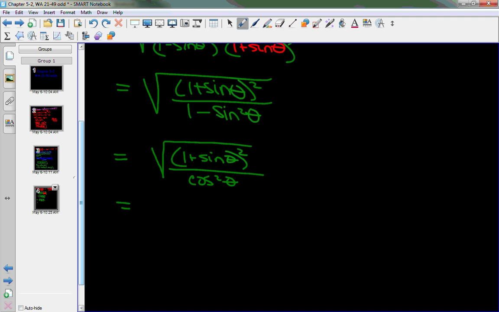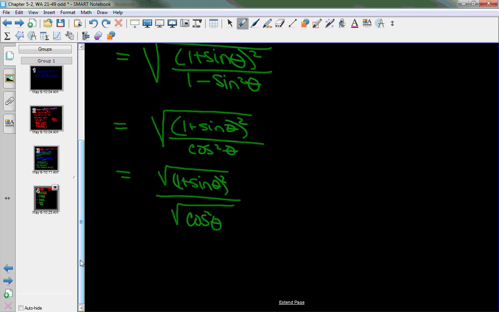Now, separate these. Take the square root of the top, take the square root of the bottom. What happens if you take the square root of 1 plus sine of theta squared? The root and the power cancel, and I'm going to be left with 1 plus the sine of theta. What happens whenever I take the square root of the bottom? Why is it the absolute value of the cosine? Obviously it is because that's what we want, right? But why is it?